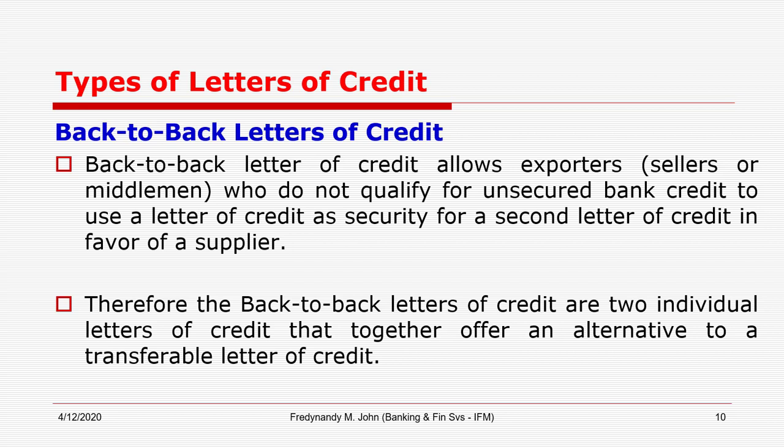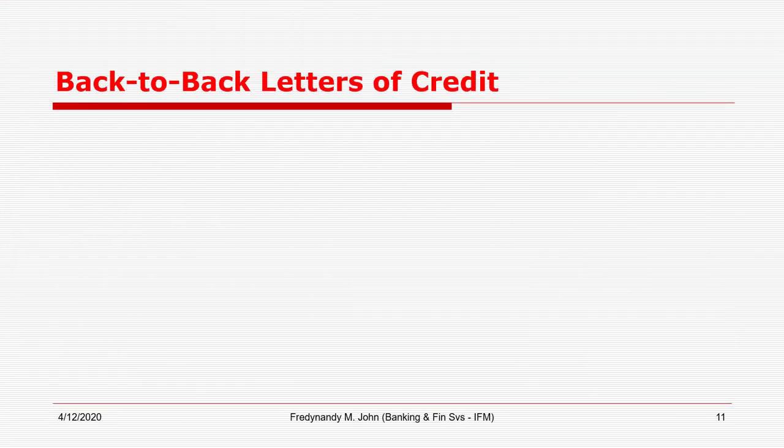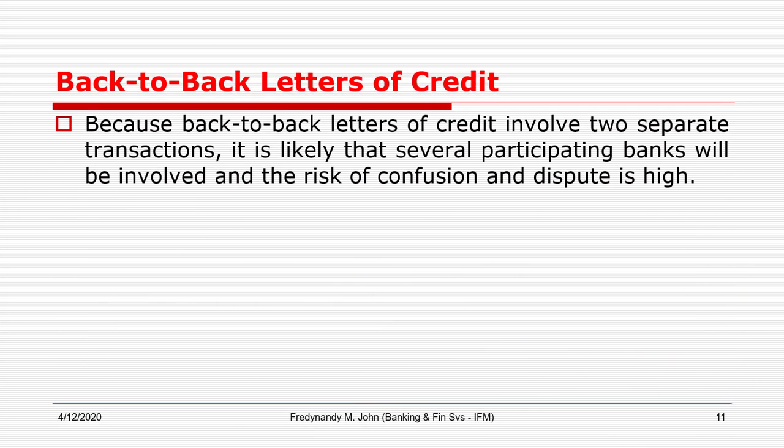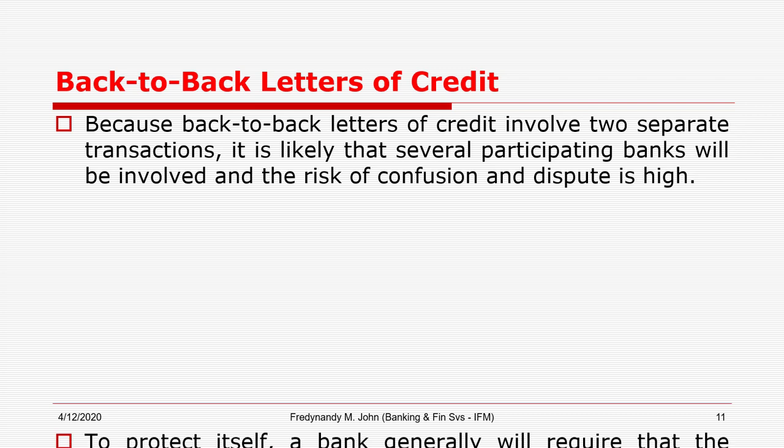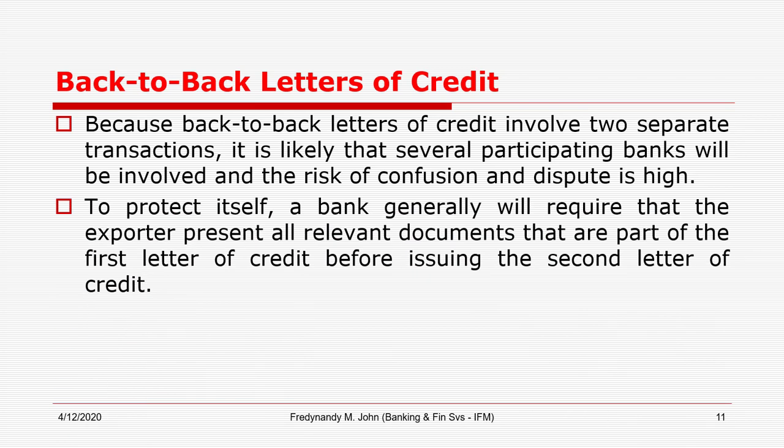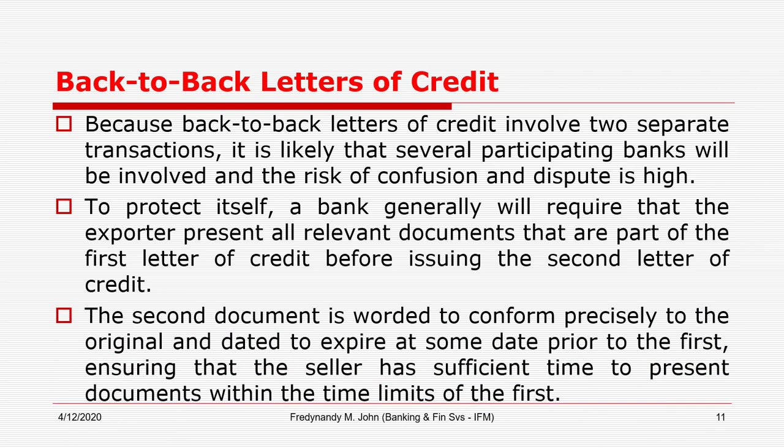So we say that back-to-back letters of credit are two individual letters of credit that together offer an alternative to a transferable letter of credit. This one involves two separate transactions. Several participating banks will be involved, and since there are too many banks involved, the risk of confusion and dispute is high. To protect itself, a bank generally will require that the exporter present all relevant documents that are part of the first letter of credit before issuing the second letter of credit. This is to ensure that indeed it will get paid.